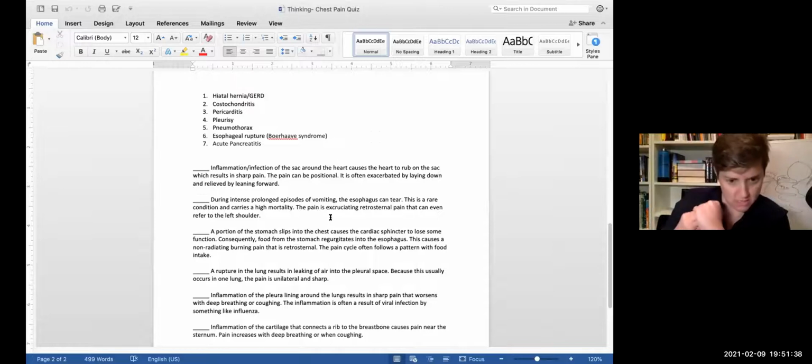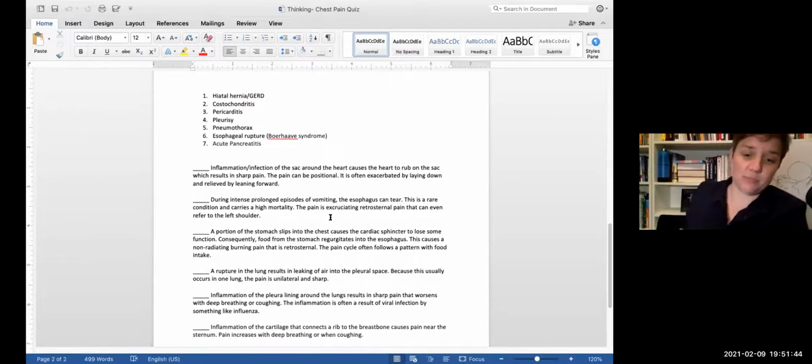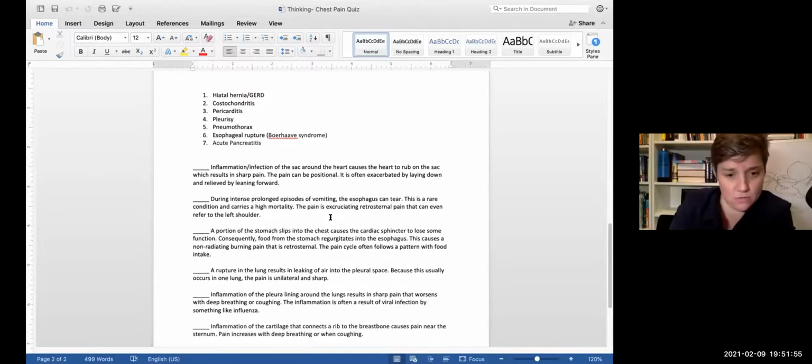Good, you guys got it? Inflammation of the cartilage that connects a rib to the sternum, the breastbone, that causes pain near the sternum. Pain increases with deep breathing or when coughing. That's called costochondritis. Good, you guys got it too.